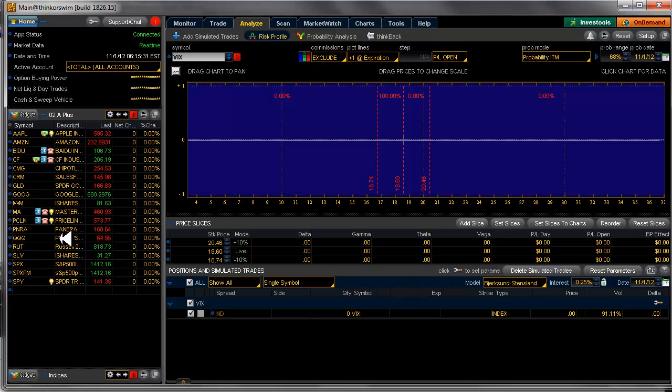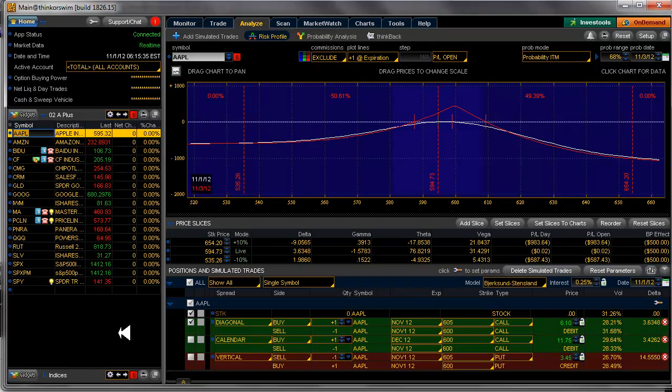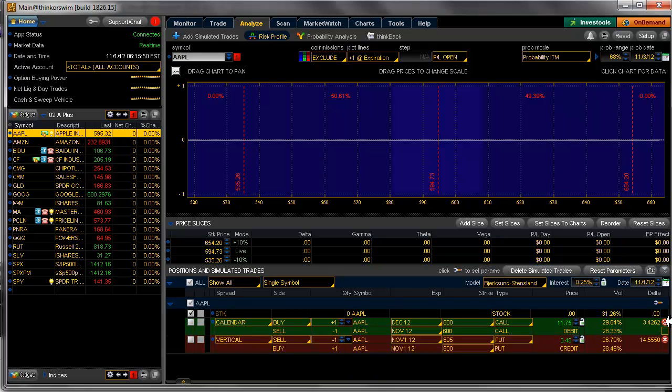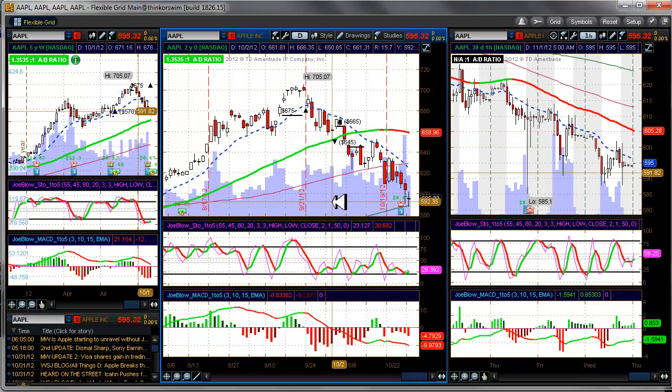So I'll just close this up here, and we'll jump over to Apple. And these are some plays that I was messing around with on Apple. Nothing really serious there, just trying to figure out how to play this if it should consolidate. And I'll get rid of that clutter here, and we'll jump over to the chart.